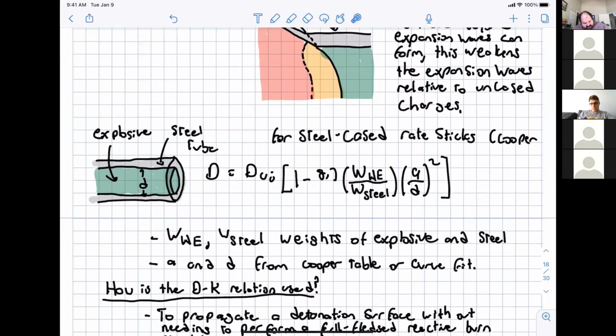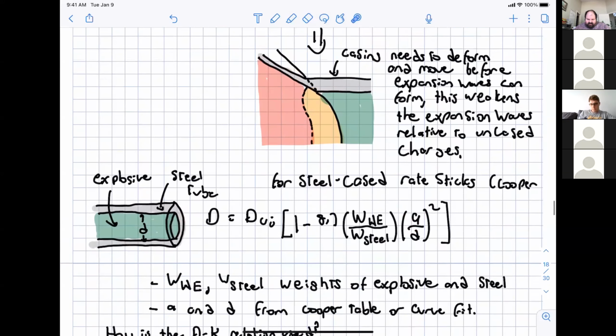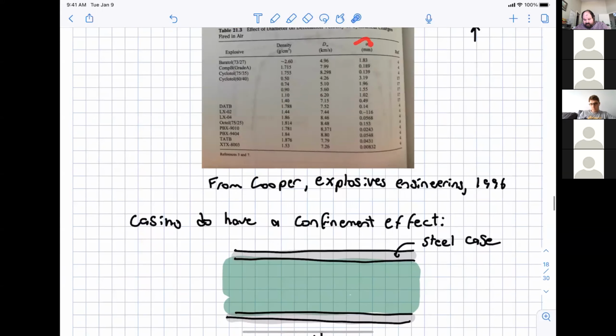And so here is just a correlation from Cooper. It has a rate stick, but the solid explosive is basically pressed inside of a steel sleeve. From data, they did a curve fit, and they find that the detonation velocity that propagates through the explosive is a function of A and D, which again are very similar curve fits from experimental data. In fact, they are the same A that is in this table right here.